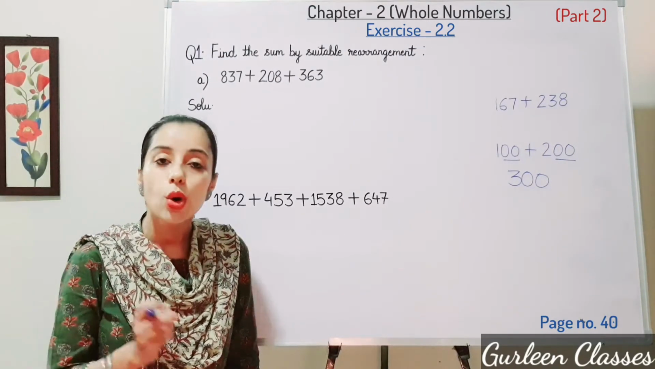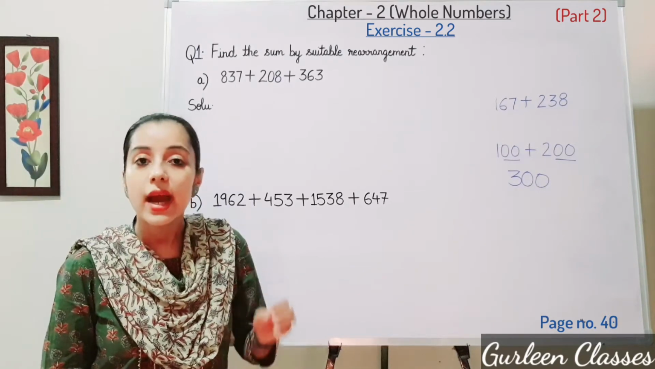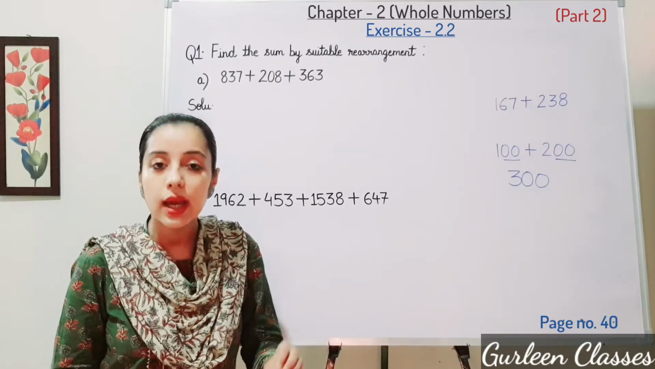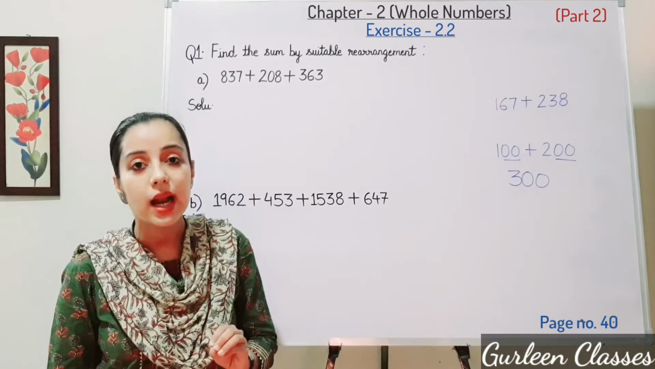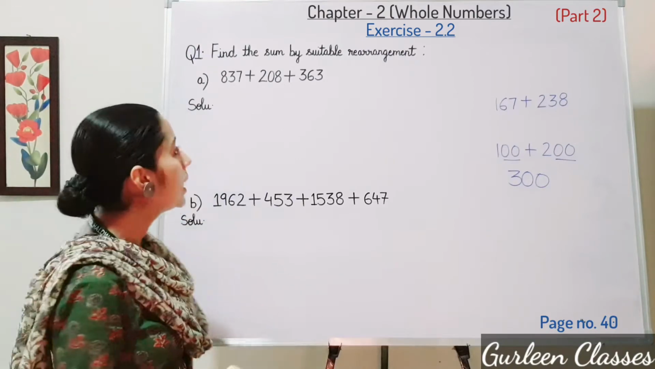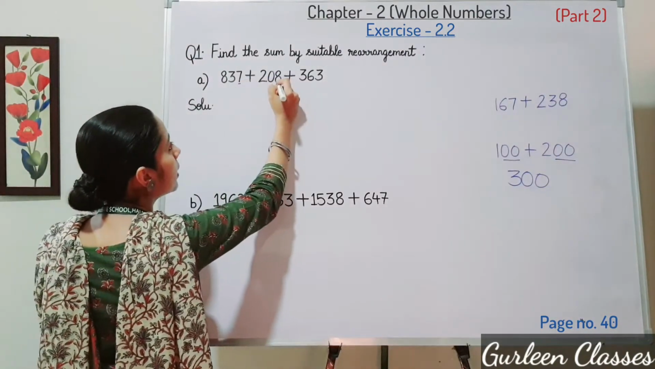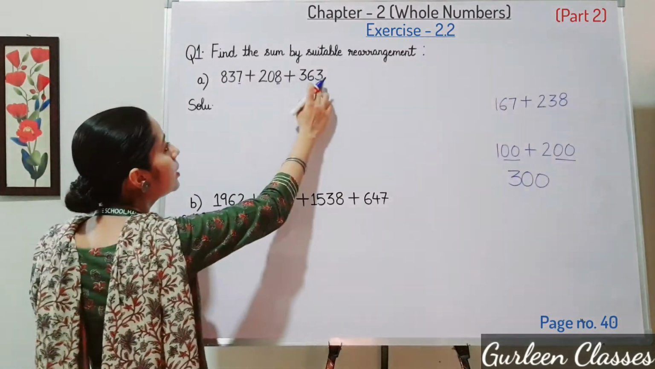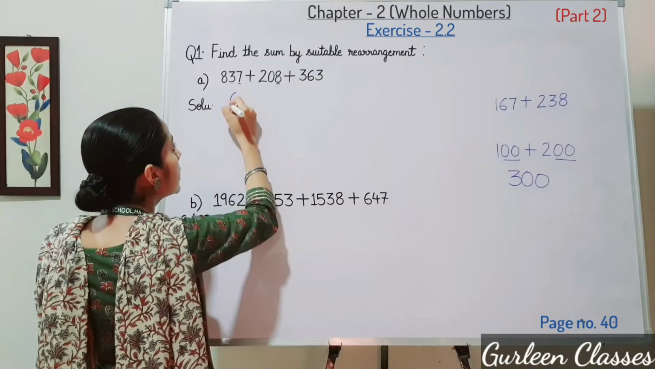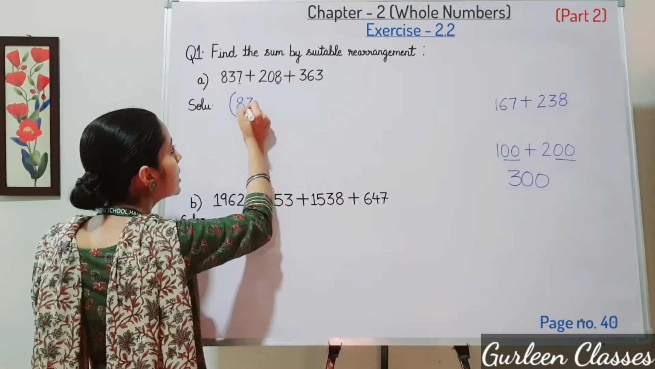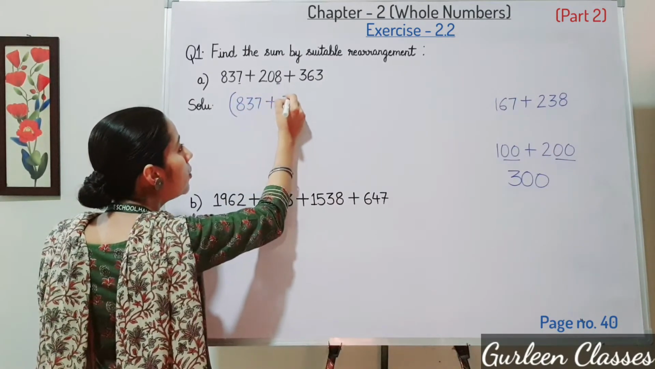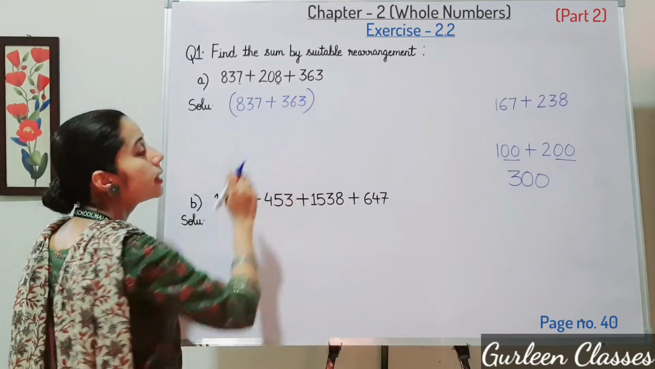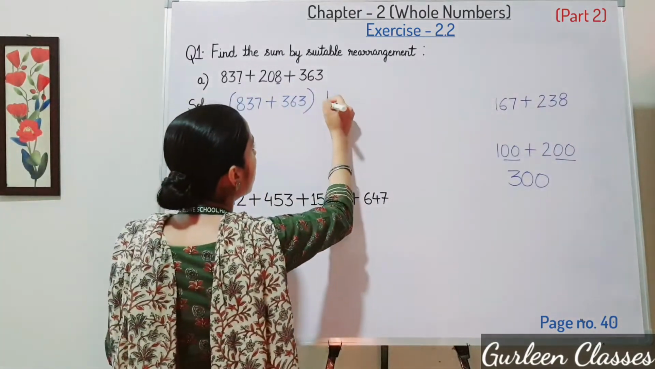So let us see those numbers. If we add together, at last we should get 0. हमें वो नंबर देखने हैं जिससे हम एक साथ ऐड करें और लास्ट में 0 आ जाए ताकि हमारी कैलकुलेशन इजी हो. Let us see. If we add 7 and 8, we have to add each and every number. Let us see the last digits 7 and 3, it will be 10. So let us take a group of 837 plus 363. These two numbers I took together to make it 0, plus 208.